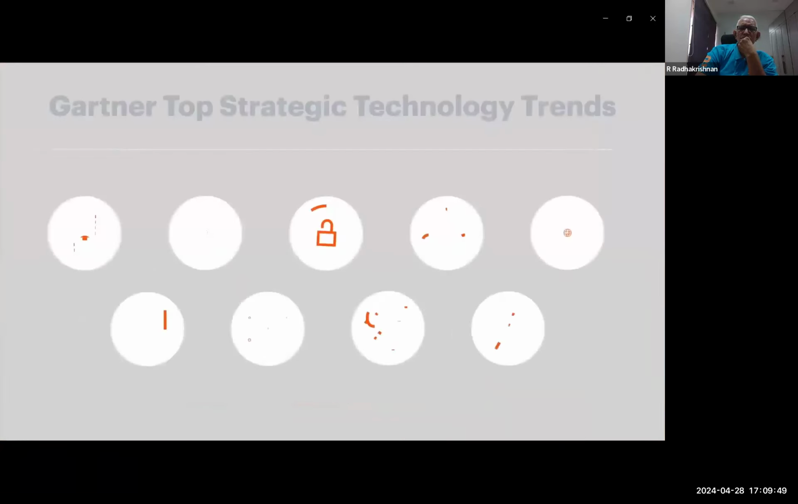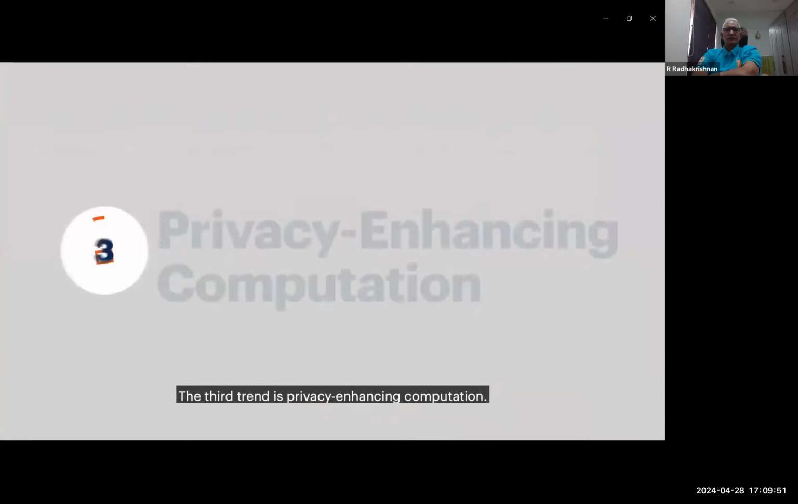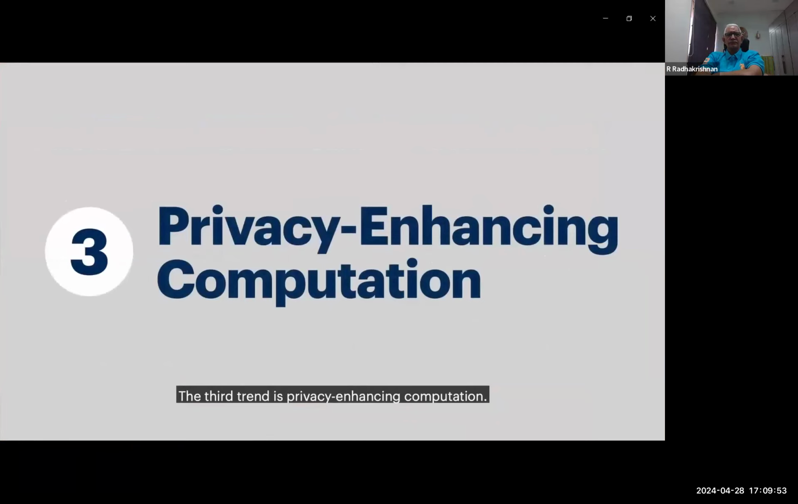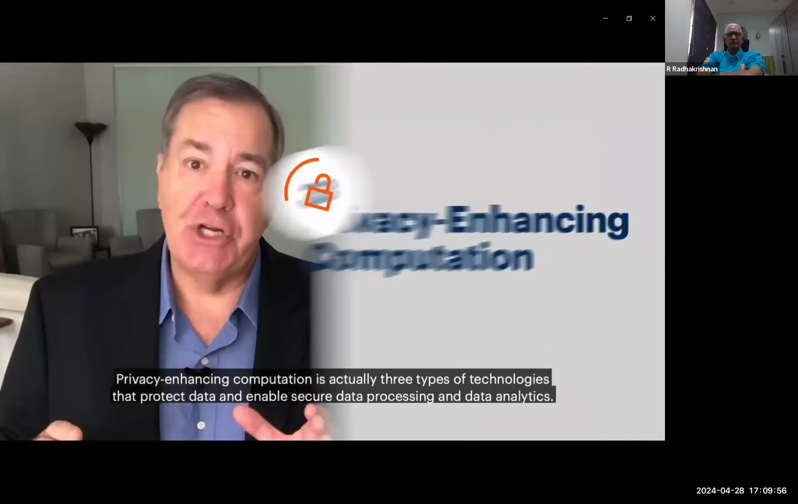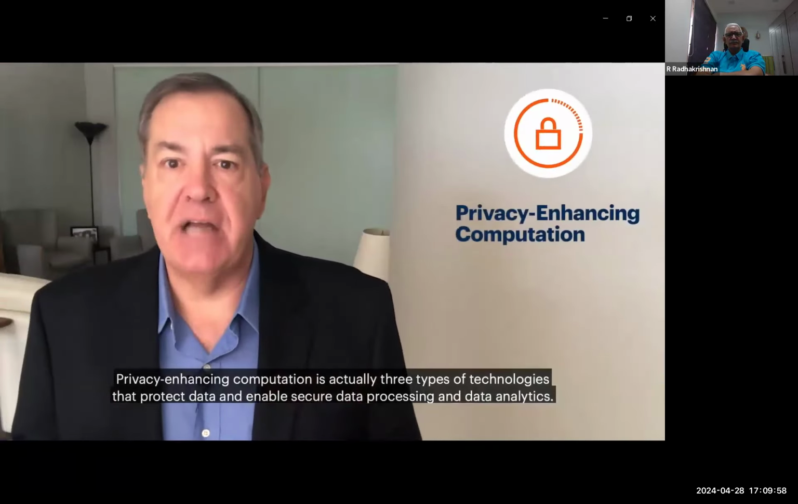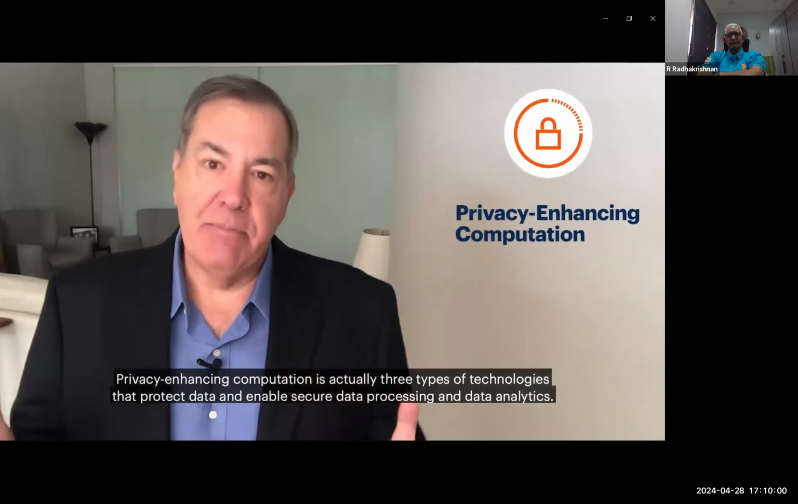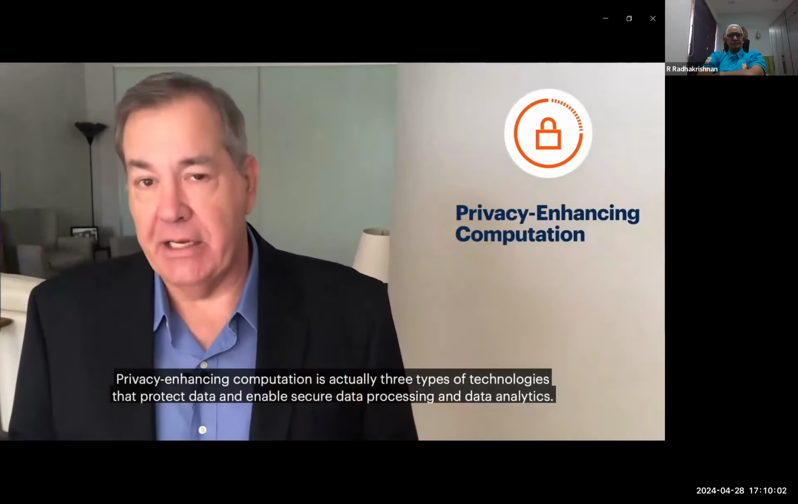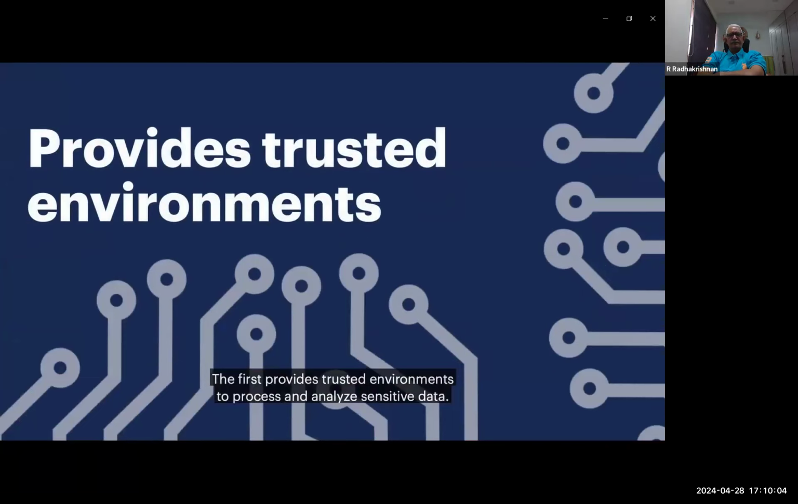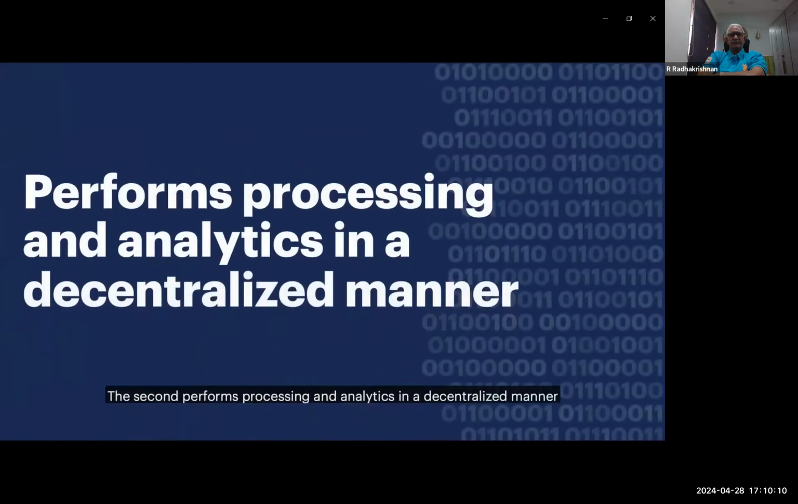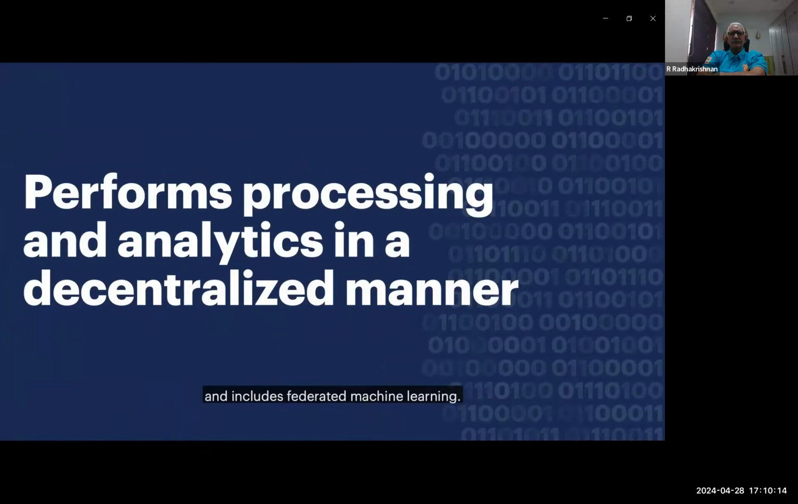The third trend is privacy-enhancing computation. Privacy-enhancing computation is actually 3 types of technologies that protect data and enable secure data processing and data analytics. The first provides trusted environments to process and analyze sensitive data. The second performs processing and analytics in a decentralized manner and includes federated machine learning.